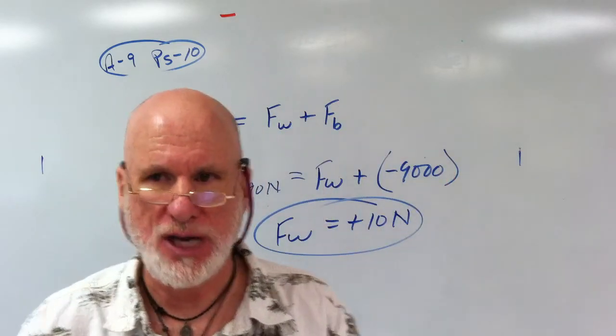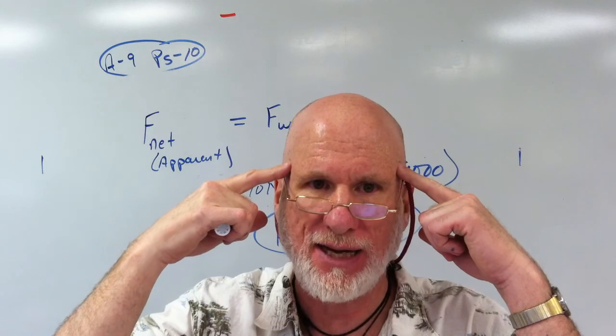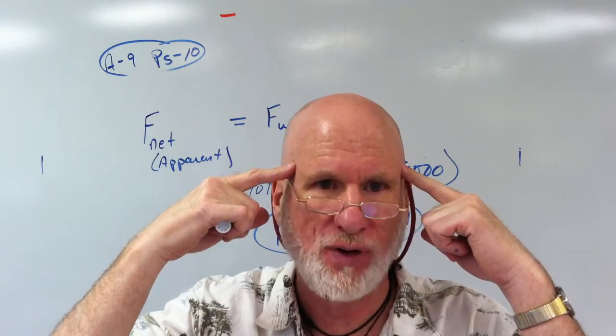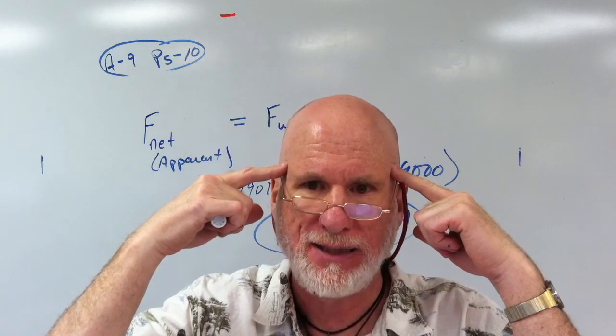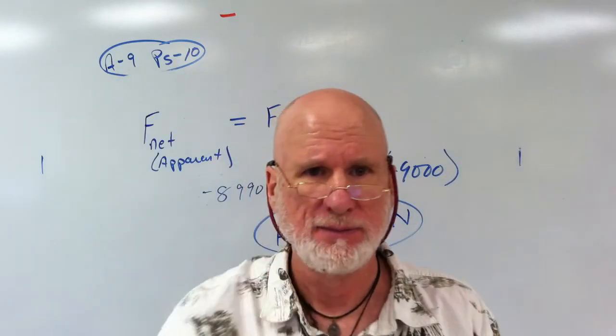So I calculated 9,000 newtons. I know that 8,990 newtons is the net force. I know that net force equals the sum of the vectors. So I know that FW is positive, FB is negative. That's it. Good luck.